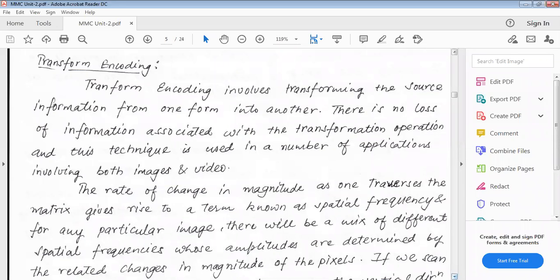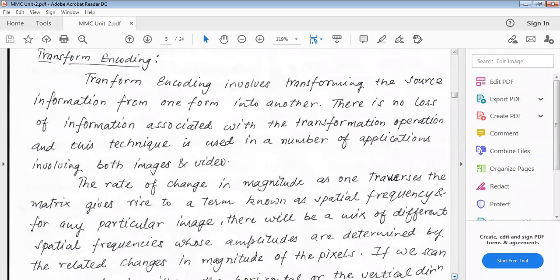Transform encoding is also one type that comes under source encoding. There are two types, differential encoding and transform encoding. In transform encoding, the transforming encoding involves transferring the source information from one form to another form. There is no loss of information associated with the transformation operation, and this technique is used in a number of applications involving both images and video.